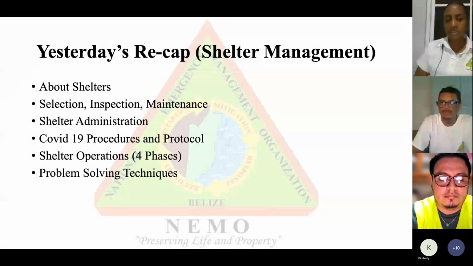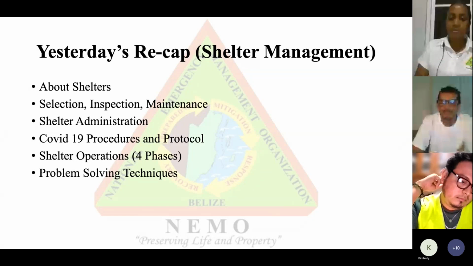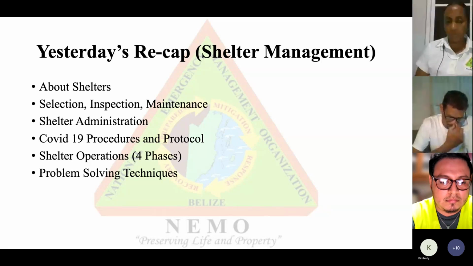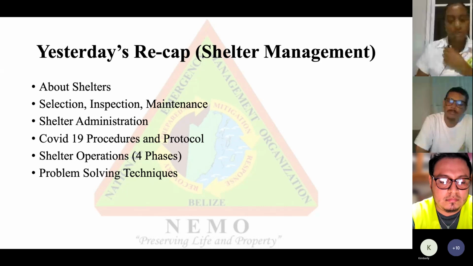We talked about the team that would go around this time of the year, before the hurricane season, and inspect the shelters. So we have a representative from NEMA, someone from the fire department, the Ministry of Health, and the school administration. So there's a team that actually goes out and inspects the shelters, looking at different things. There's an extensive shelter inspection form that they fill out and submit their recommendations based on that. We talked about shelter administration, so the actual people in the shelters.